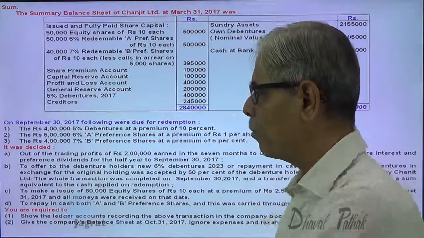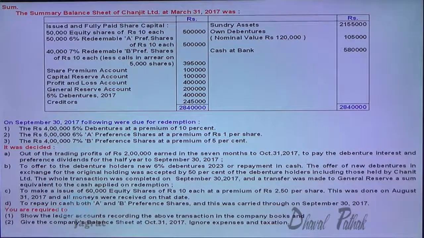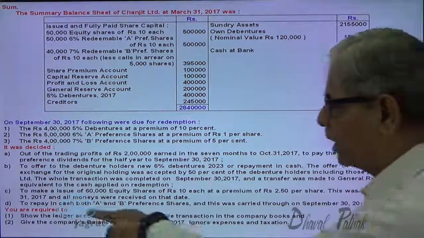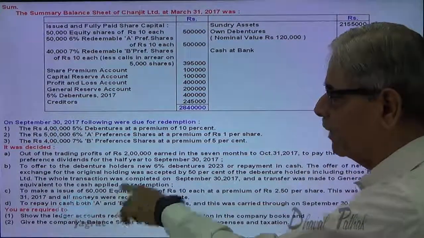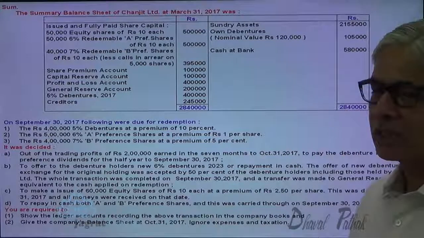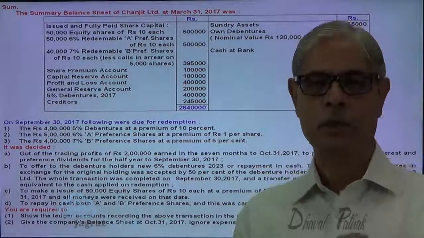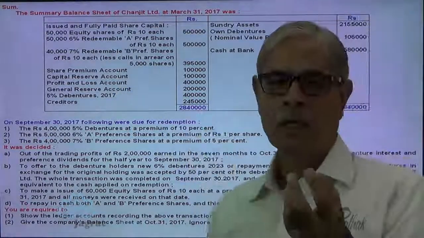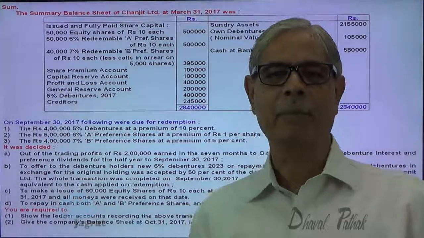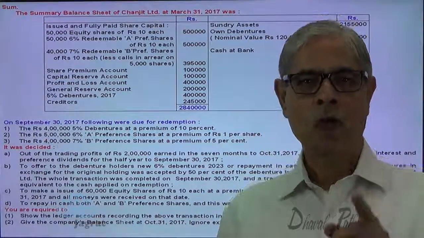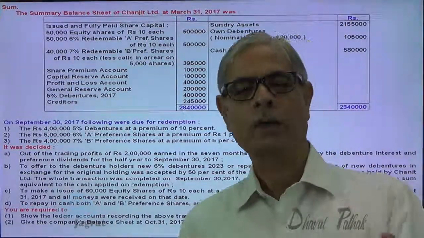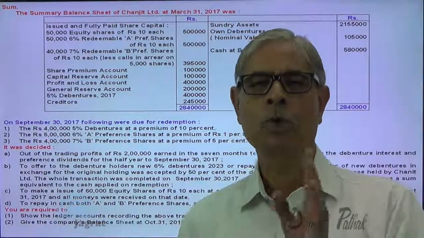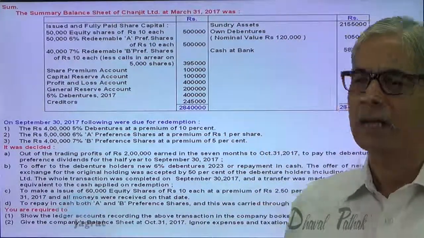general reserve. To make an issue of 60,000 equity shares of rupees 10 each at a premium of 2.5%, this was done on August 31st, 2017, and all the monies were received on the due date. So equity shares are issued, 60,000 equity shares of rupees 10 each, so 6 lakhs is the equity shares issued. Now, the redemption of redeemable preference shares can be made out of proceeds of fresh issue, or by transferring the necessary amount to capital redemption reserve, or partly by proceeds of fresh issue and partly by transferring the necessary amount to capital redemption reserve account.